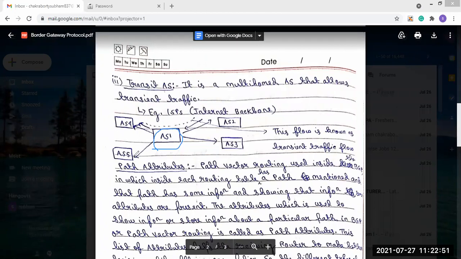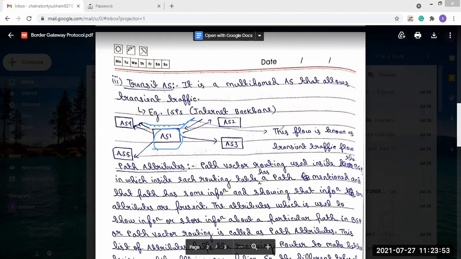Only a small change is here. Whatever we have seen till now, in the stub autonomous system and multi-homed autonomous system, the data cannot go beyond autonomous system 1. But here you see the data is going beyond the autonomous system. So if autonomous system 2 has to send some data to autonomous system 4, the data will travel from AS2 to AS1, and from AS1 the data will travel to autonomous system 4. This flow is known as transient traffic. So we call it transient traffic.